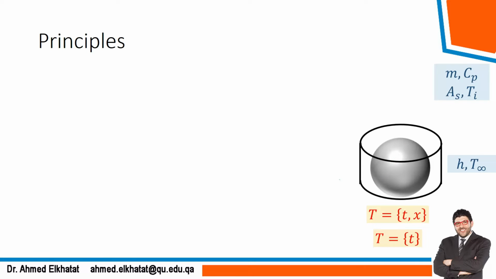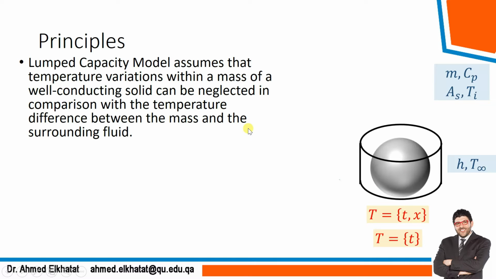So the lumped capacity model is a way to ignore the effect of x, so we can assume that the temperature in the body is uniform. All points here have the same temperature, so the temperature will be only a function of time. The lumped capacity model assumes that the temperature variation within a mass of conducting solid can be neglected in comparison with the temperature difference between the mass and the surrounding fluid.